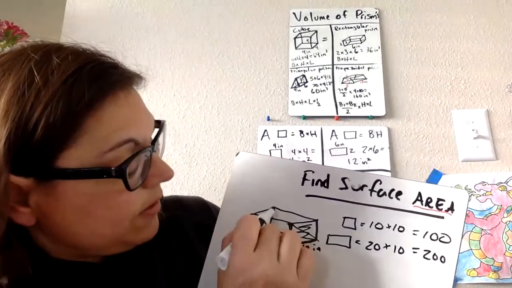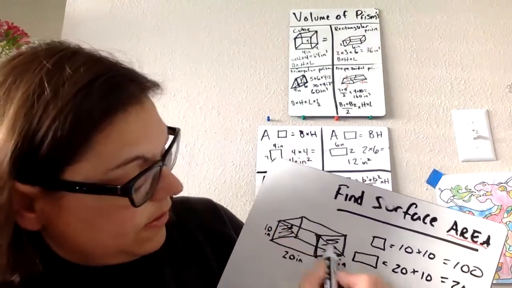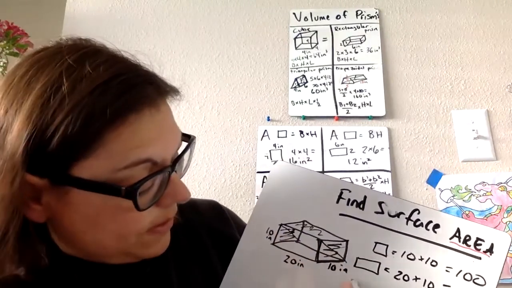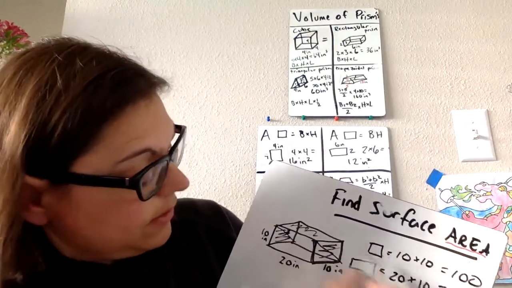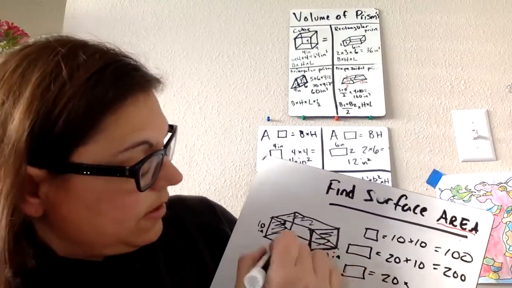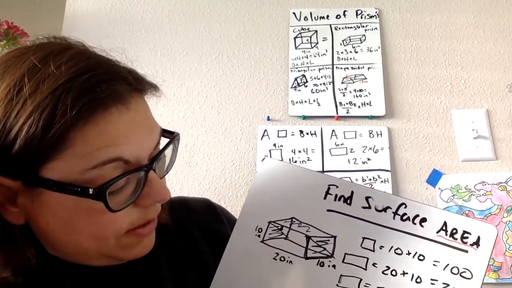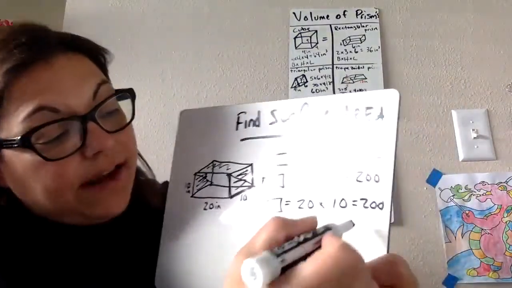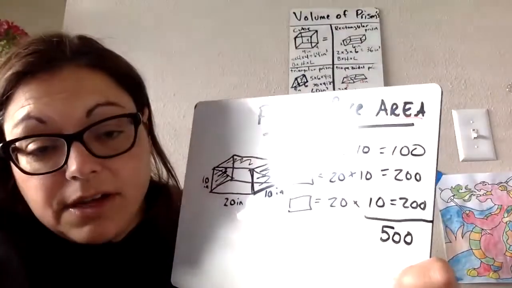And the last one is the one in the, have here and here, and the top here. The top is the same, would be 20 times 10, which would be 200. We know we're not done yet. We have to add all those up. And we get 500. Still not done.